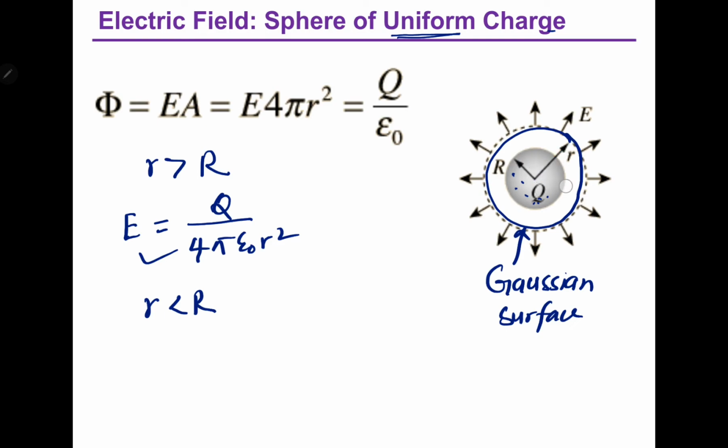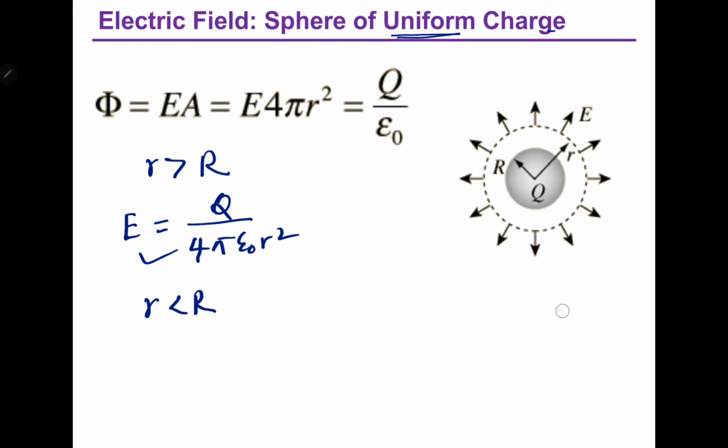But if r is less than R, what can we do? We need something else. Let me make a small sphere. This is a sphere right now, and r is this one, not this one now. So this is the Gaussian surface. Right now, this r is smaller than capital R, this length. You can clearly see from this figure.